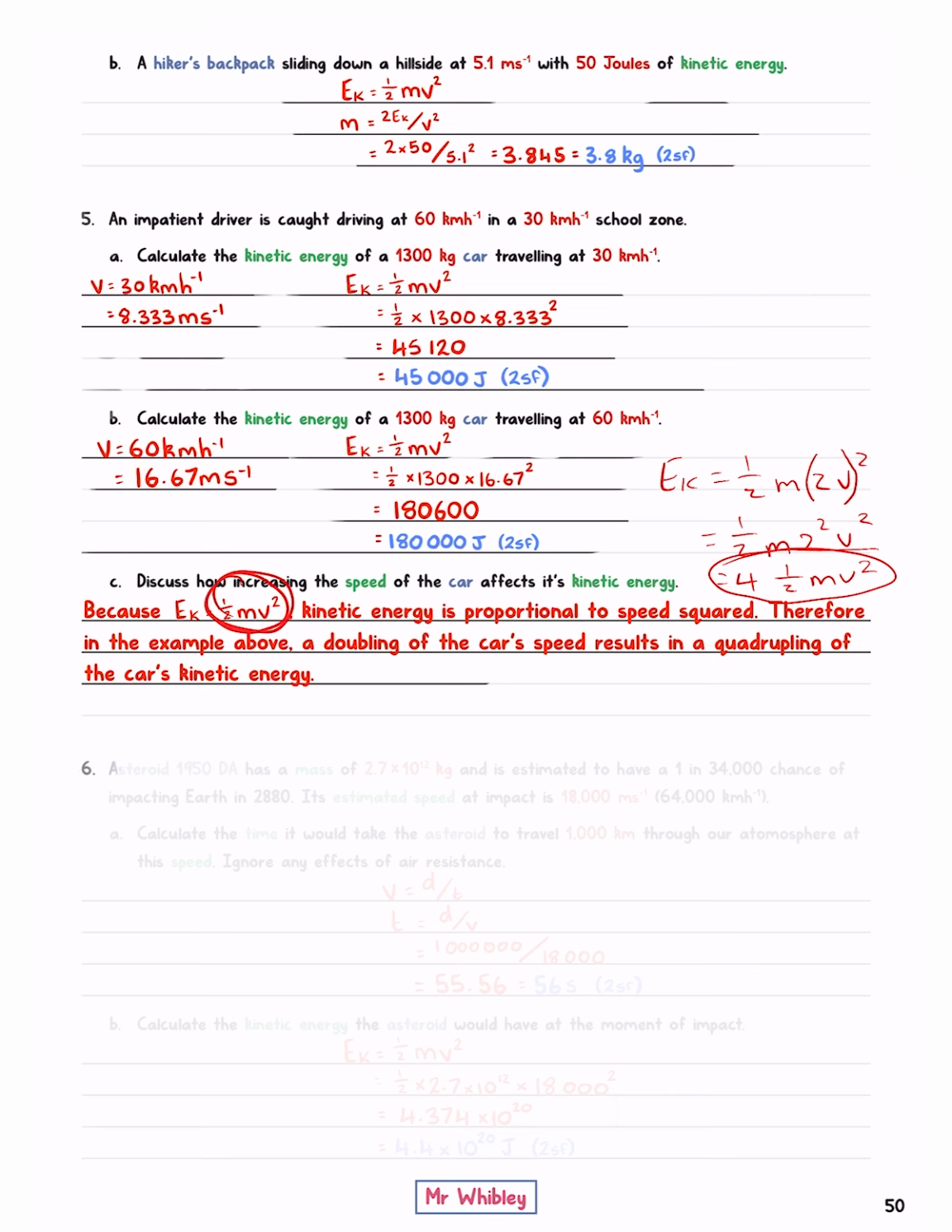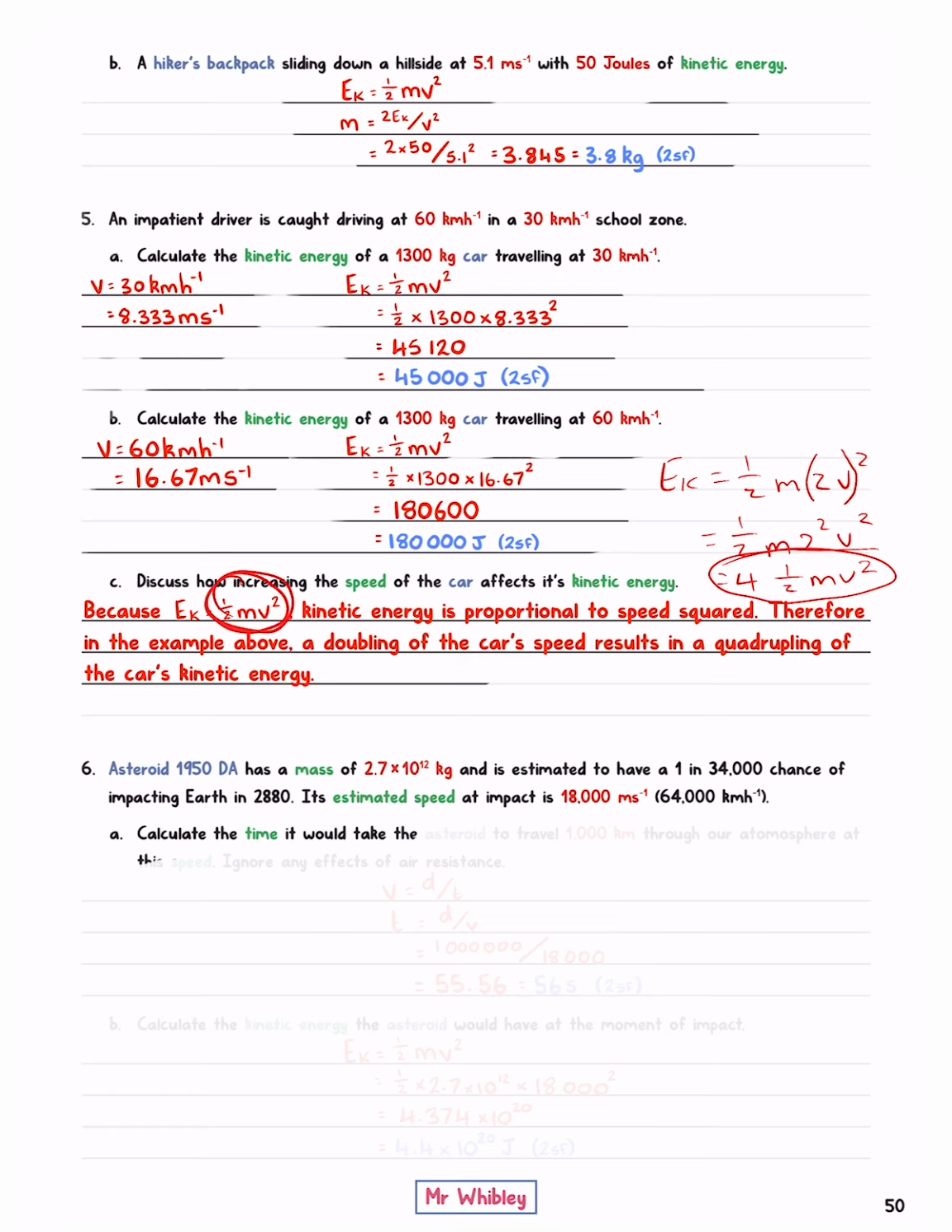Question 6. Asteroid 1950 DA has a mass of 2.7 times 10 to the 12 kilograms and is estimated to have a 1 in 34,000 chance of impacting Earth in 2880. Its estimated speed at impact is 18,000 meters per second, which is 64,000 kilometers per hour. Calculate the time it would take the asteroid to travel 1,000 kilometers through our atmosphere at this speed. Ignore any effects of air resistance.